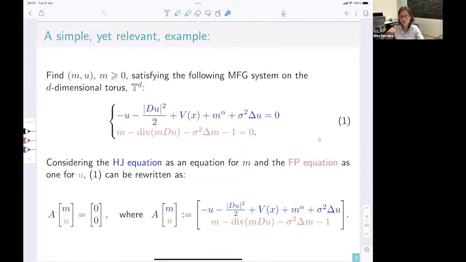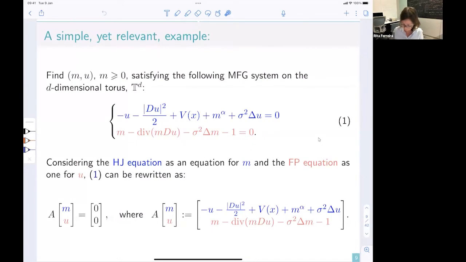But if we reverse the roles, I can rewrite this system of two equations as this operator A, in which I'm putting M in the first row, which in principle would be an equation for U, and U in the second row, which in principle would be an equation for M. So I'm reversing these roles and I can rewrite this system as this one, where this is just a definition of the operator, corresponding to the left-hand side of my equations in the system. So this is just another way to rewrite the problem.